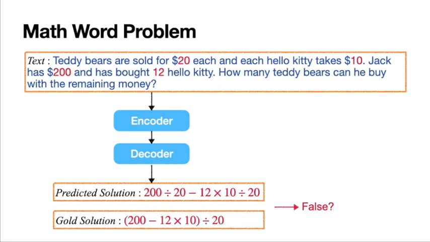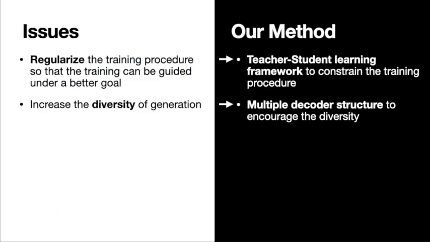In order to address the limitations of the previous training methods, we suggest considering these two points. First, how to regularize the training procedure so that the training can be guided under a better goal. Second, how to increase the diversity of generation. So, we proposed a TSNMD method. The key modifications are these two items.